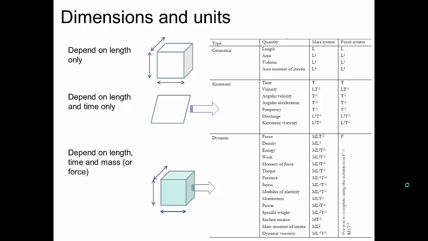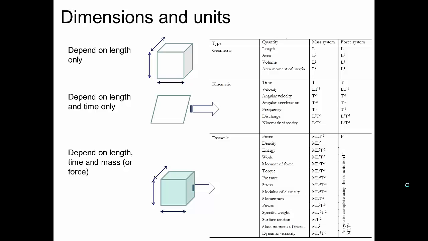So we've got three different types of dimension groups. We've got the geometric, which is just a function of length: length, area, volume, second moment of area, for example. Kinematic properties are independent of mass but do include time: time, velocity, volumetric discharge, etc. And then finally, dynamic, which all are a property of a mass term, so there must be a mass term in there.